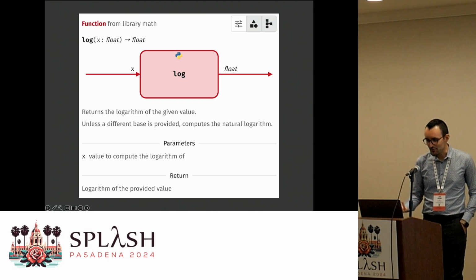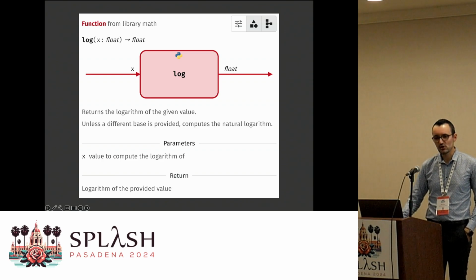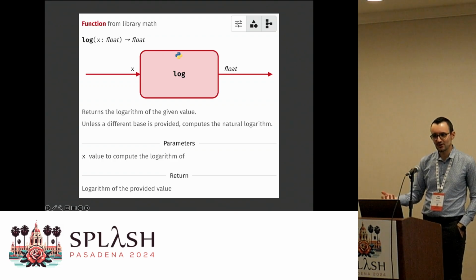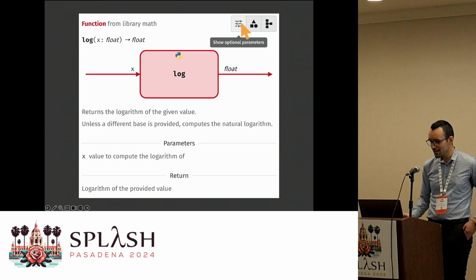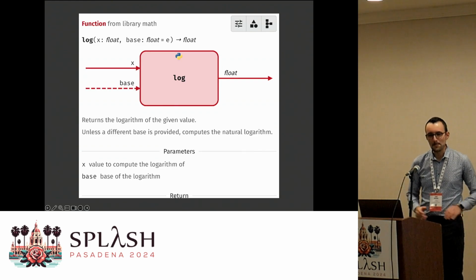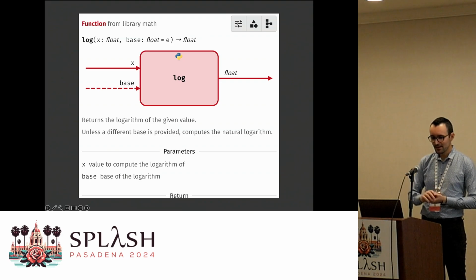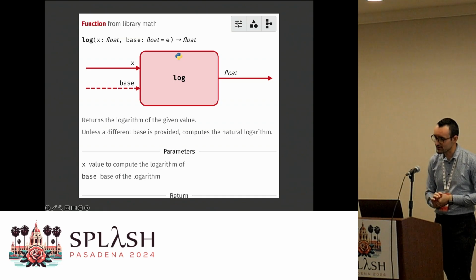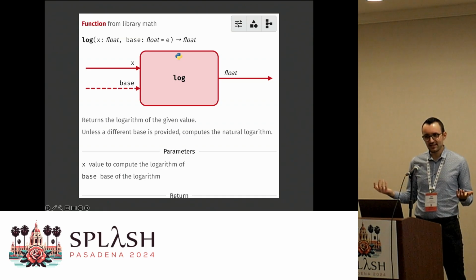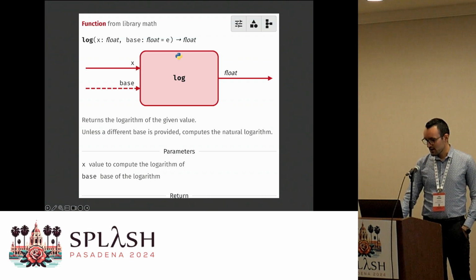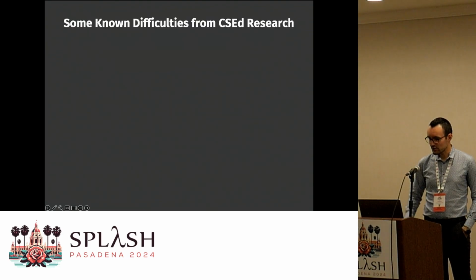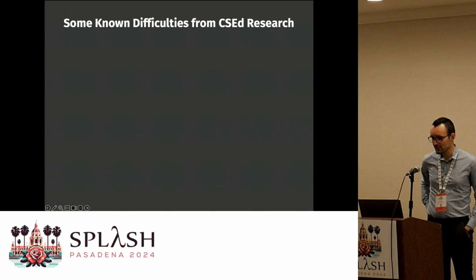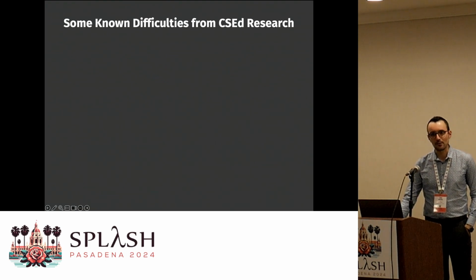And the other button controls whether we want to show optional parameters. For example, this log function doesn't just have the number, but it also has the base of the logarithm, and this is represented in the diagram as this dashed arrow. Now, this is the basic idea of the gradual approach. We think that the approach can actually aid with some known difficulties from CSED research. Let's review some of them.